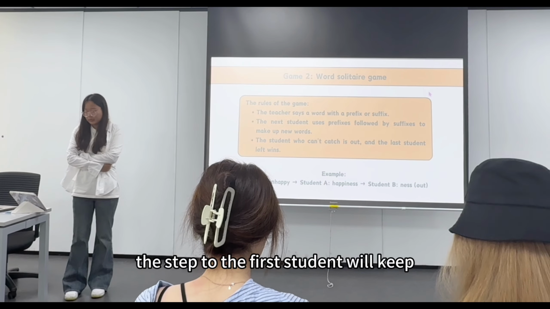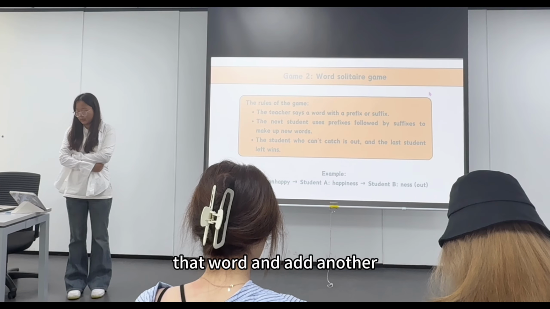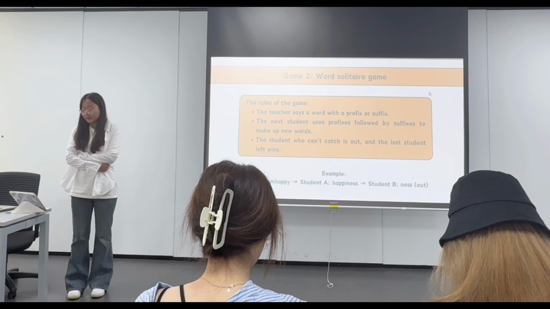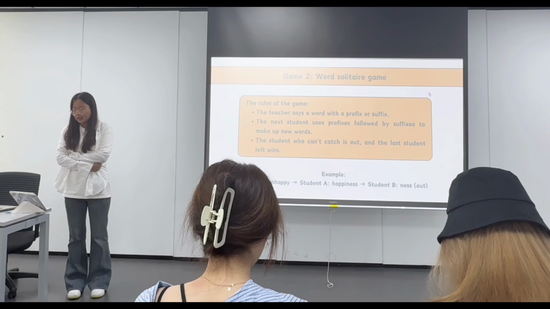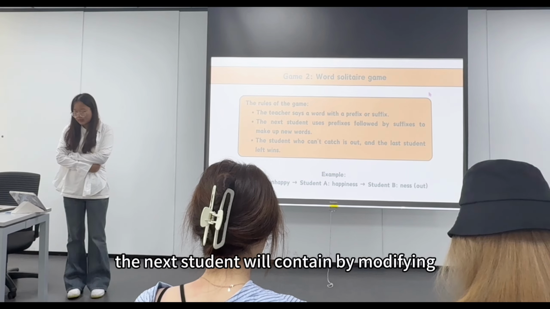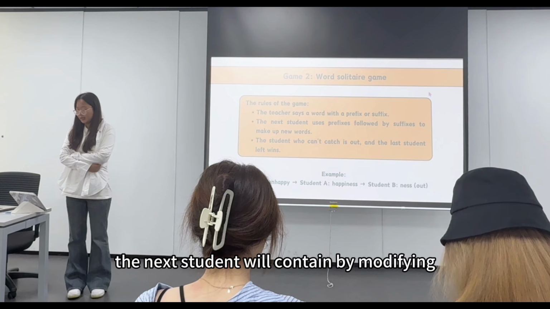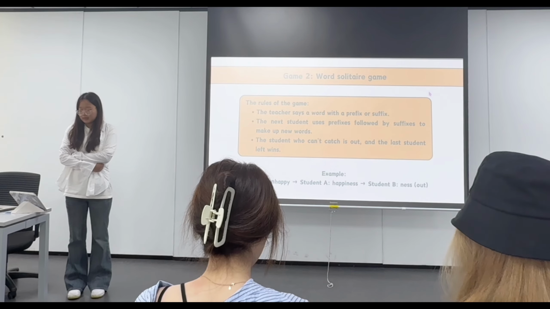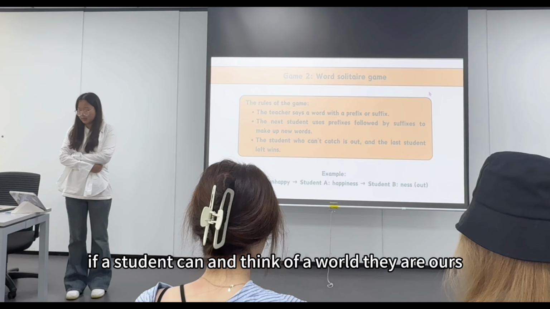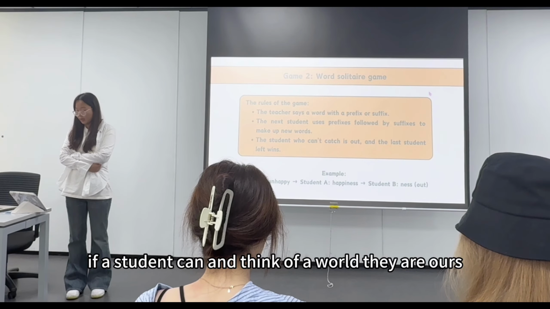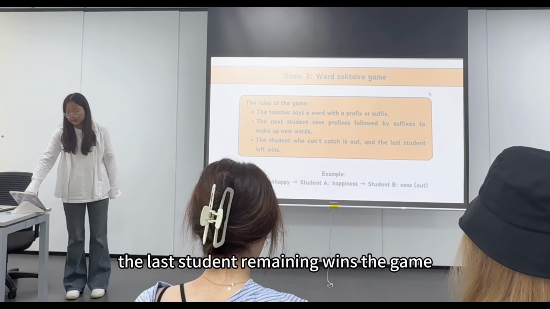Step 2. The first student will take that word and add another prefix or suffix to form a new word. Step 3. The next student will continue by modifying the new word. The last step. If a student can't think of a word, they are out. The last student remaining wins the game.